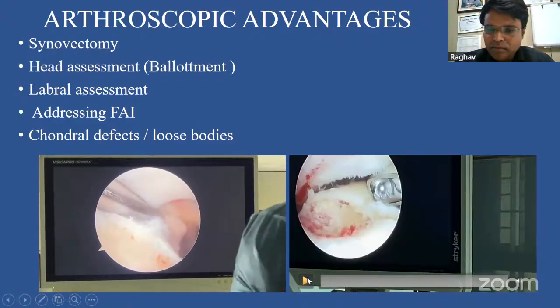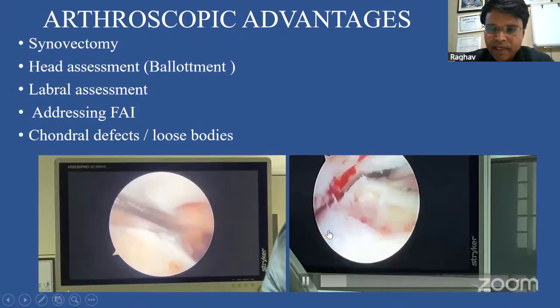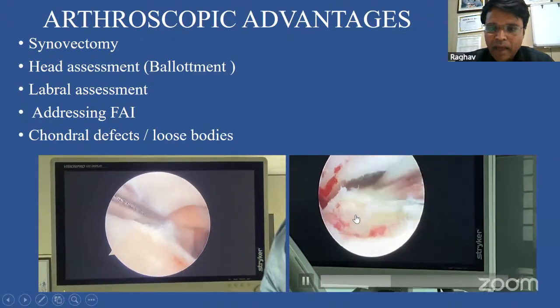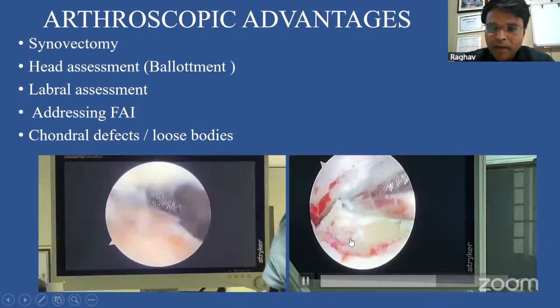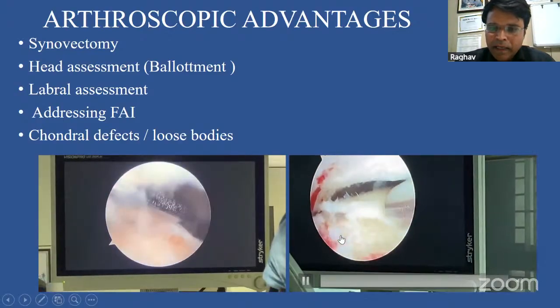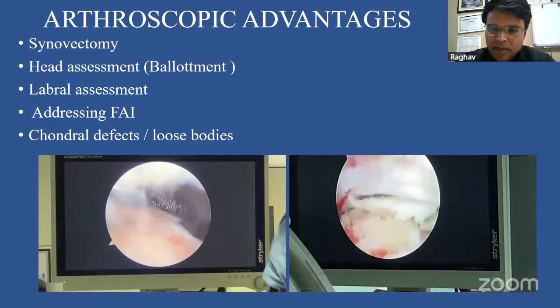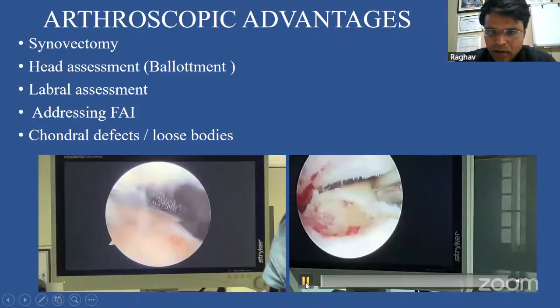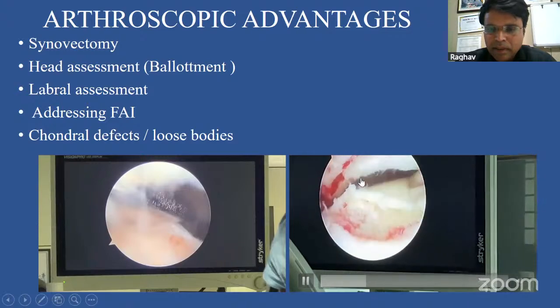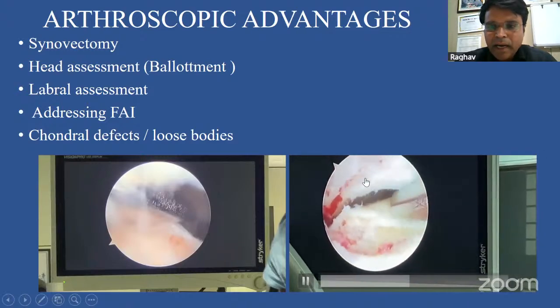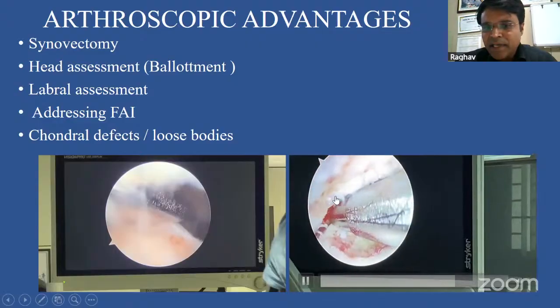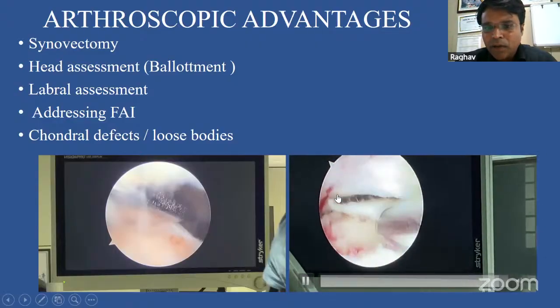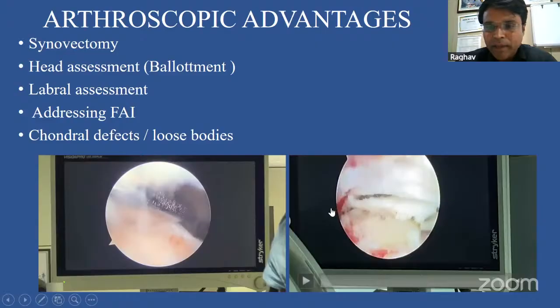In another patient, I had this chondral defect, as you can see in the video here, and there was also a chondral flap. So I had to do a thorough debridement here. The same patient, which I had shown previously, had a thick capsule, so I had to enter the joint from outside in, with a capsulotomy technique. Here we can see the chondral defect on the head, and the rim hardly has any labrum. Fortunately for me, I didn't have to worry about the labrum because there was no labrum here.